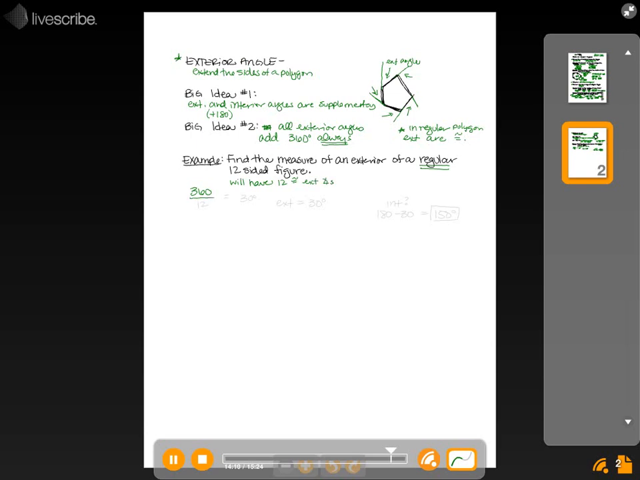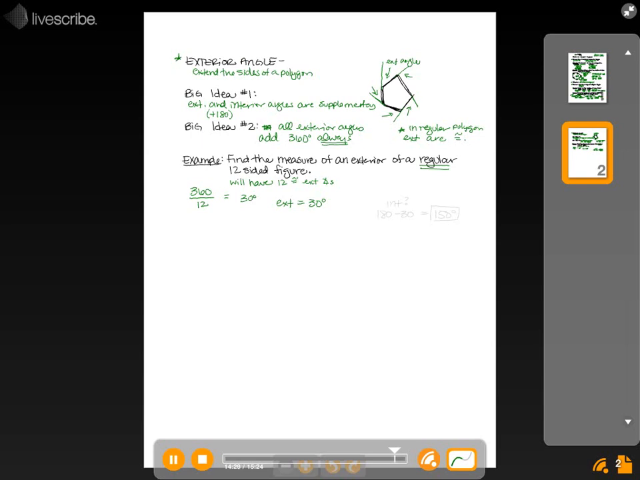So what we can do is we can take 360 and just divide it by 12. And it will tell us what one exterior angle will be. Exterior angle is going to be 30 degrees because 360 divided by 12 is 30.